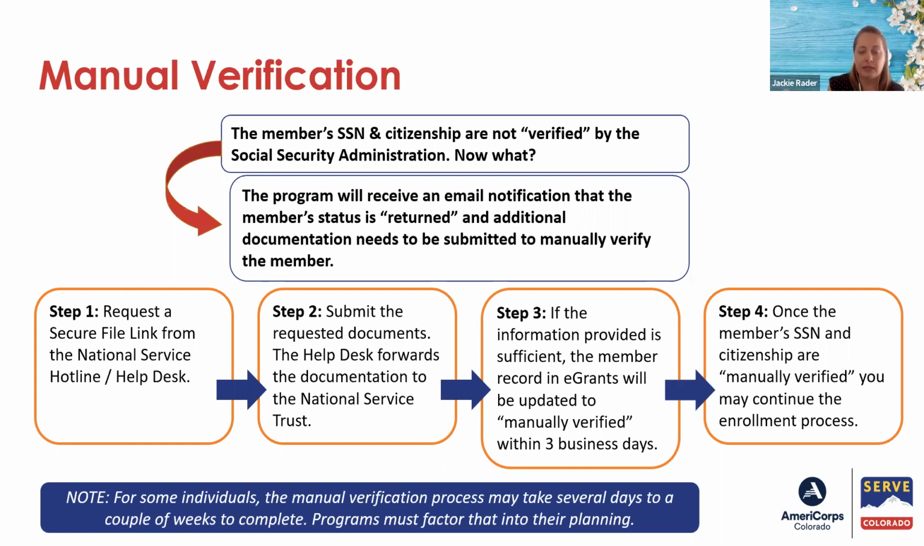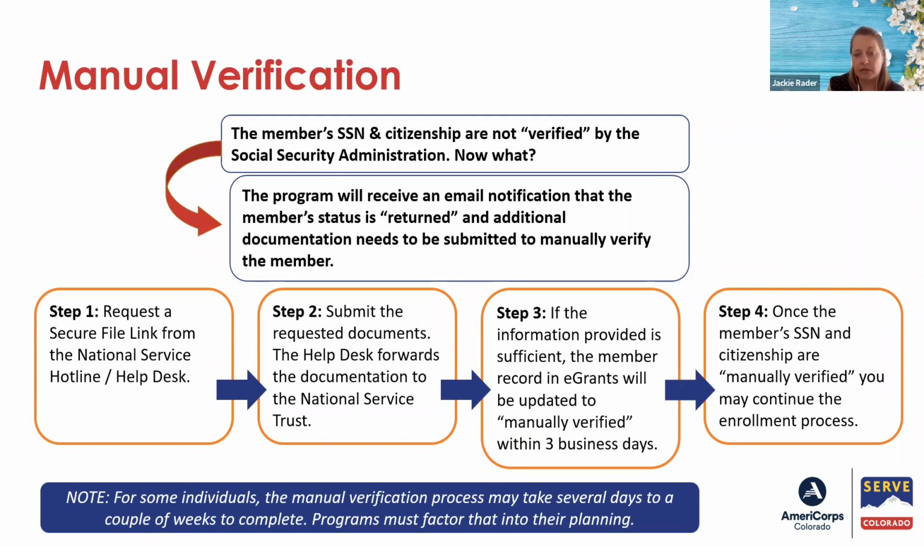If their citizenship needs to be verified, it is likely a request for a birth certificate or other document that shows their citizenship. Could be a passport. If someone changed their name recently, they may require additional information because it may not be aligning with the federal records that the Social Security Administration has, et cetera. There's a number of ways that they may be returned. Once the documents are submitted, the help desk will forward it to the National Service Trust. If the information provided to the trust is sufficient, the member record in eGrants will be updated to manually verified, typically within 3 business days.